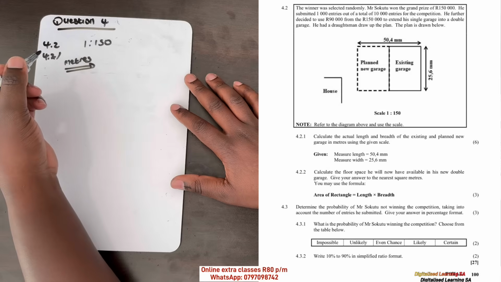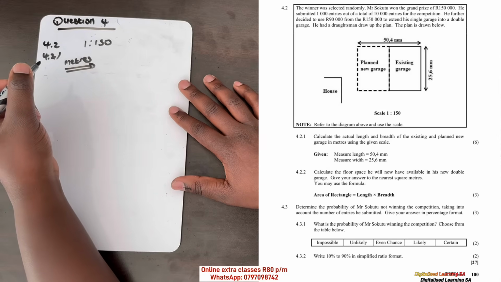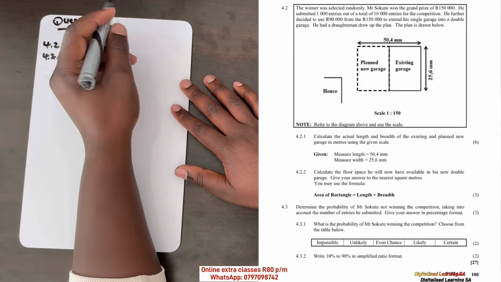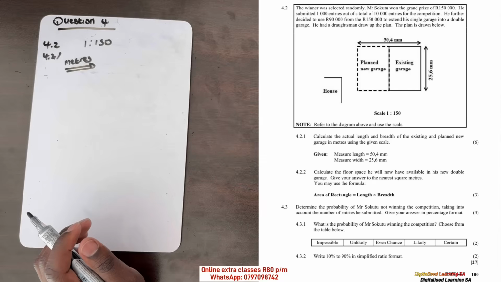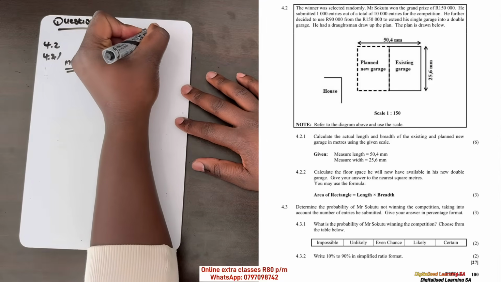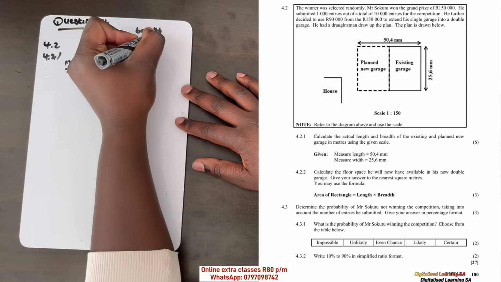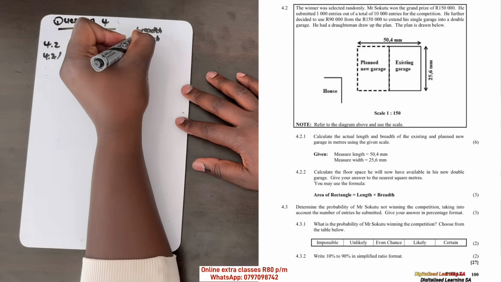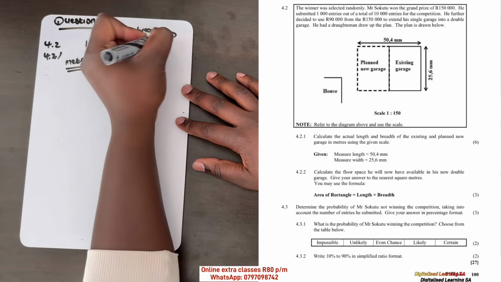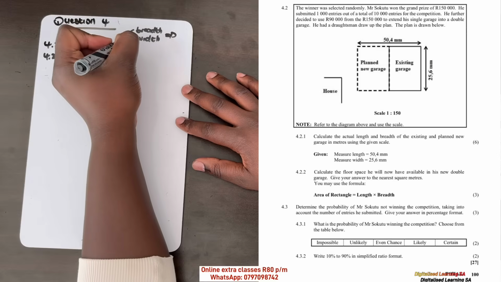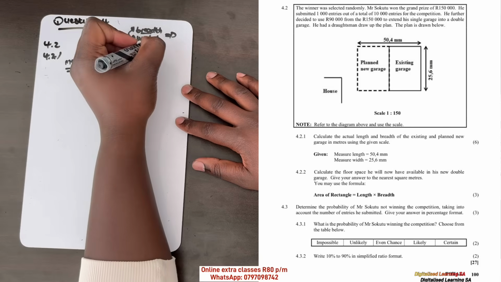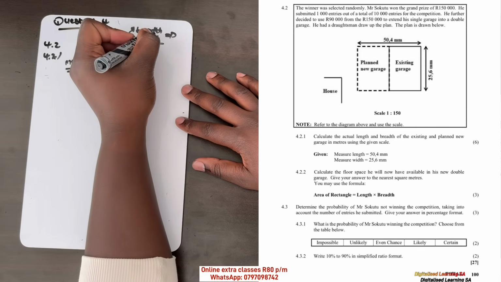Okay, so now let's start with the actual length. Remember, we are asked to calculate the actual length and the actual breadth. And guys, the words breadth and width can be used interchangeably. They basically mean one and the same thing. So whether they say breadth or they say width, these words are used interchangeably. If they use breadth, just know that they are referring to width. And if they use width, just know they are referring to breadth.